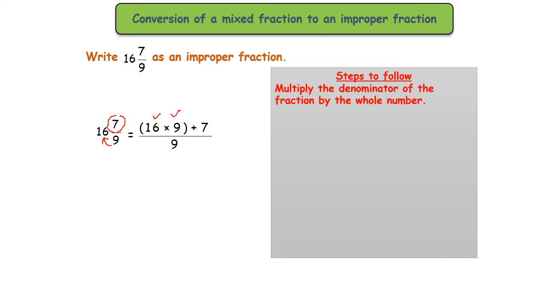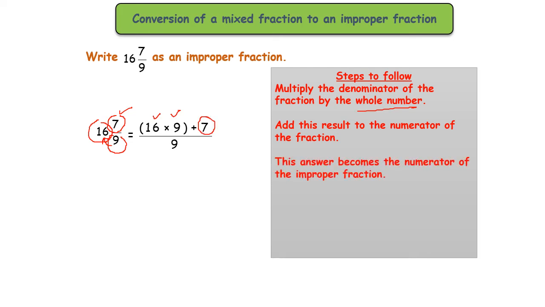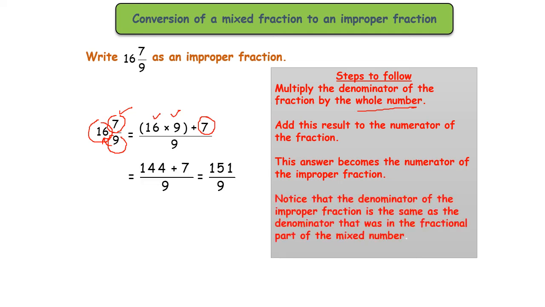What are the steps to follow? Multiply the denominator by the whole number. You have to multiply the denominator with this whole number. What is the second step? Add this result to the numerator of the fraction part. What was the numerator of the fraction part? 7. So you are going to add it. This answer becomes the new numerator. And the final answer: 16 into 9 is 144 plus 7, so the total answer is 151 over 9.